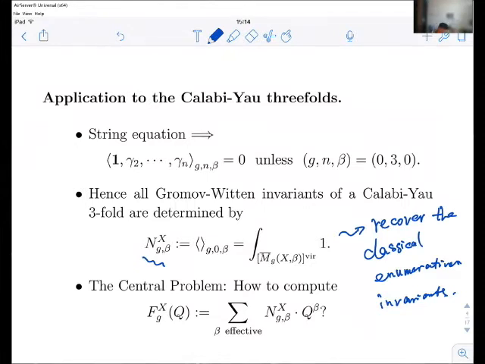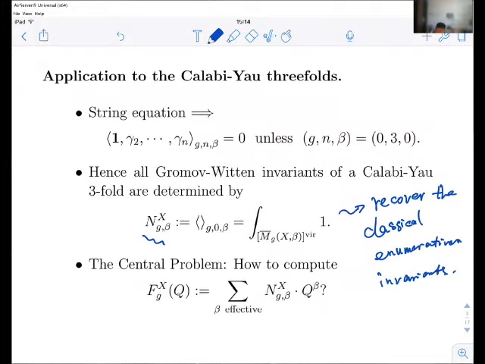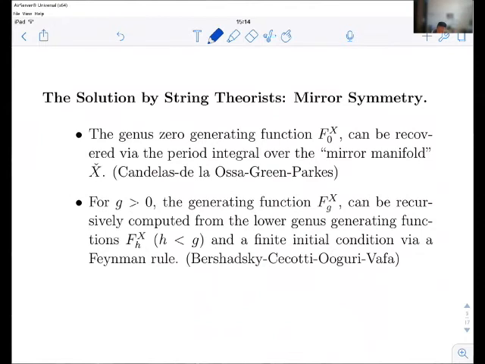In general, computing these Gromov-Witten invariants is a very hard problem. Very, very hard. In fact, until now, we don't have a final solution. But string theory gives us the following remarkable two solutions. So the first one is mirror symmetry.